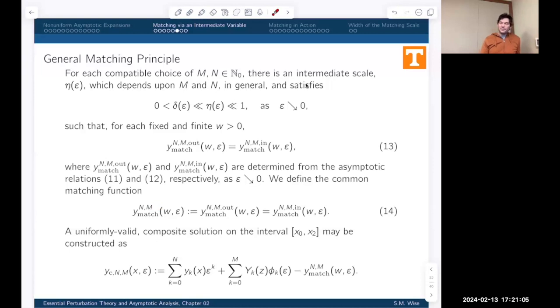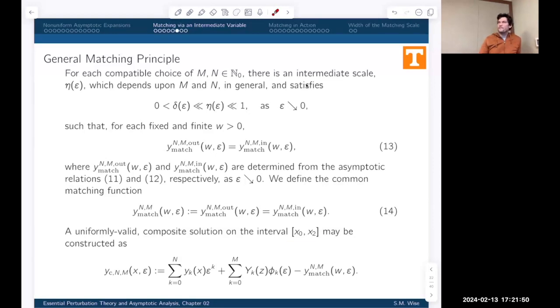Then, here's the other part of the punchline for our theorem. We're not calling it a theorem yet. A uniformly valid composite solution on the whole interval, x0 to x2, can be constructed in the following way. The subscript C means composite. N and M are because we're using the summation indices N and M. So you take the outer solution up to order N, and you take the inner solution expansion up to order M, and then you subtract off the common part, the matching part. And this gives you a uniformly valid approximation of the whole function in terms of epsilon across the whole interval.